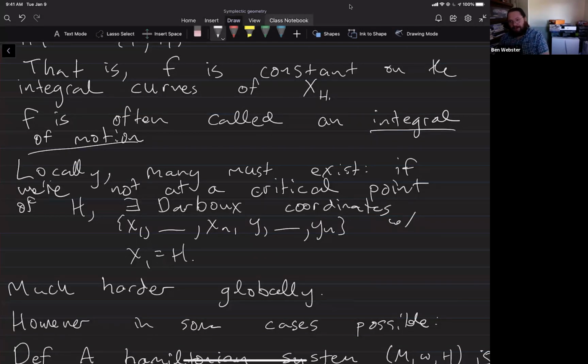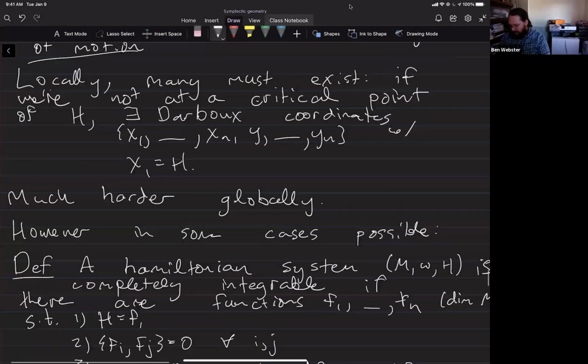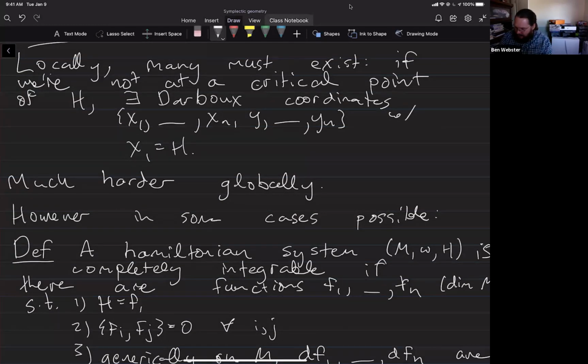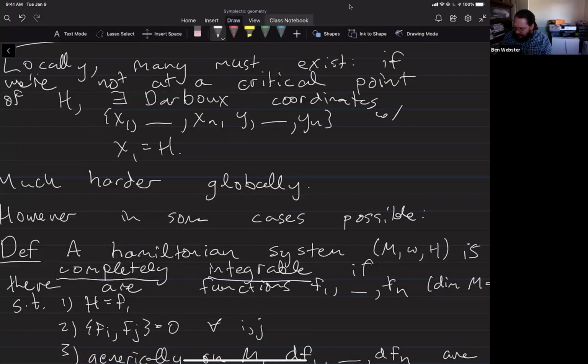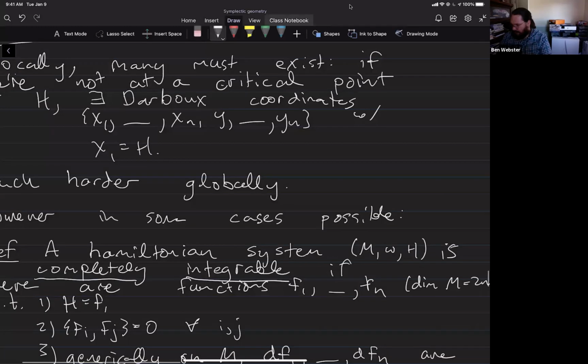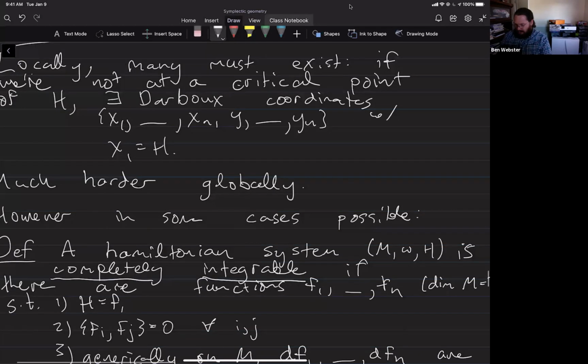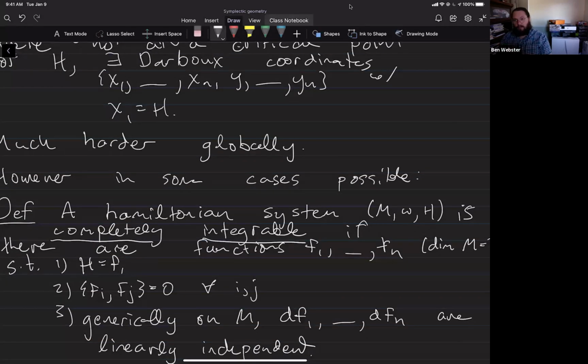But in some cases, as often happens, right? You have something which, if you look totally generically, there's no way it's going to happen. But life isn't always generic. You might be interested in very special cases. Sometimes it is possible, and it's possible often enough that it deserves its own special name. We call a Hamiltonian system completely integrable if, so my symplectic manifold is dimension 2n, I have n functions such that one of them is my Hamiltonian, they pairwise Poisson commute, and generically their one forms are linearly independent.